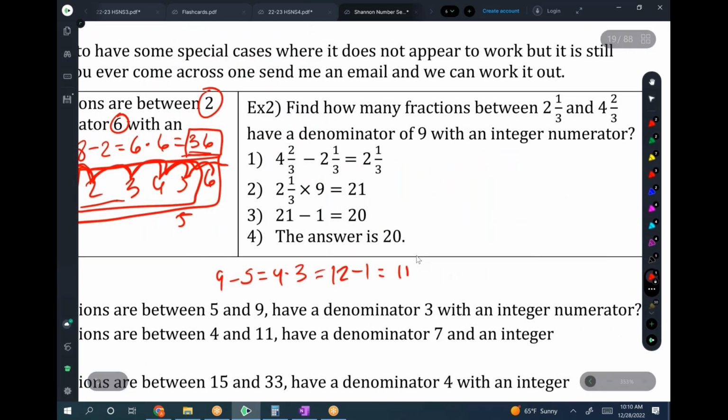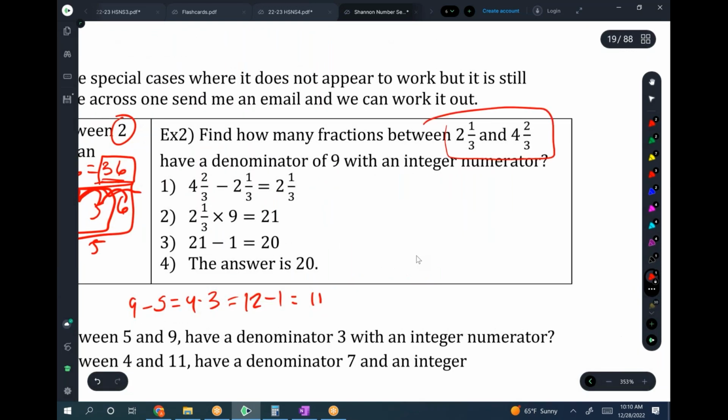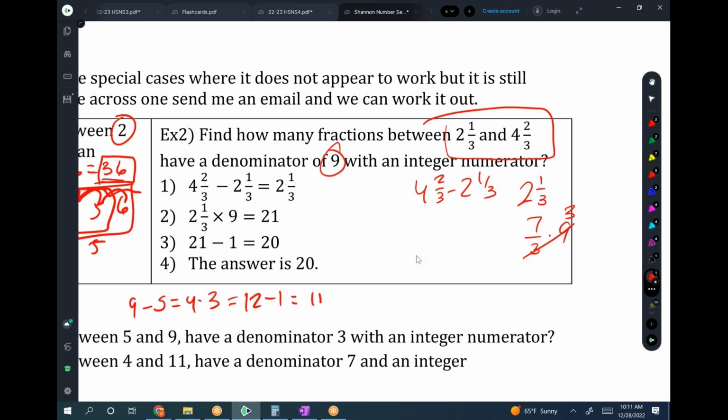All right, let's try it again. Now this one's a little bit harder, but it still works the same way. You're going to do 4 2/3 minus 2 1/3, and you get 2 1/3. I'm going to make that improper, call that 7/3. Then you multiply that by 9. What you'll notice is that these will simplify almost always. I don't think I've ever not seen it simplify, but if it didn't simplify, you would round down. So 7/3 times 9 is 21, and then you subtract 1, which is 20. Okay. All right.